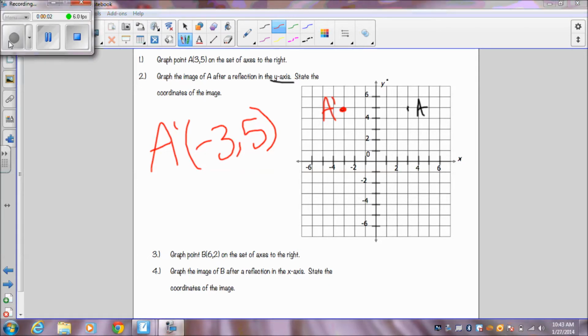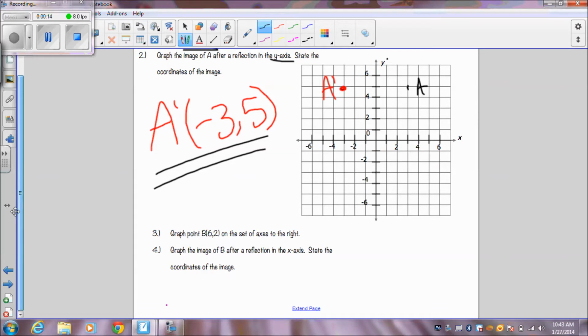Now you should notice something about the relationship between the original coordinates, which is A (3, 5), and your new coordinates after you reflect it over the y-axis. And we're going to discuss this a little bit more in depth later on.